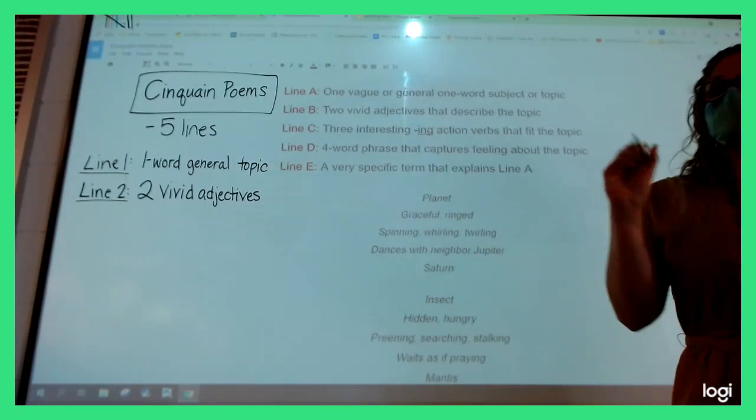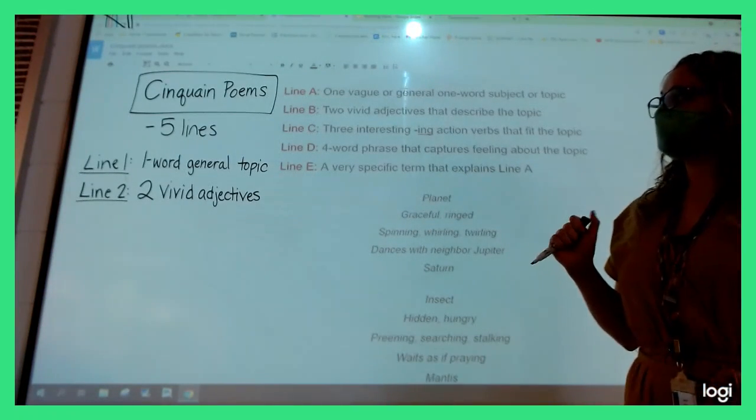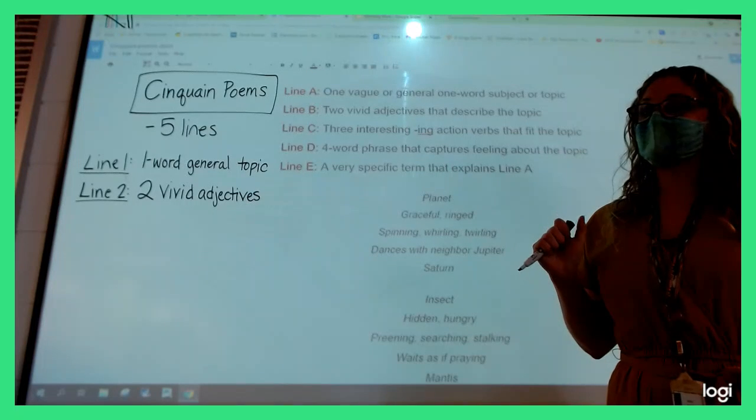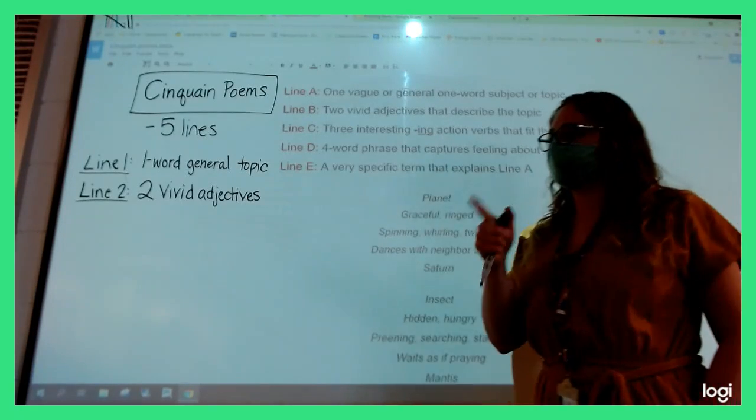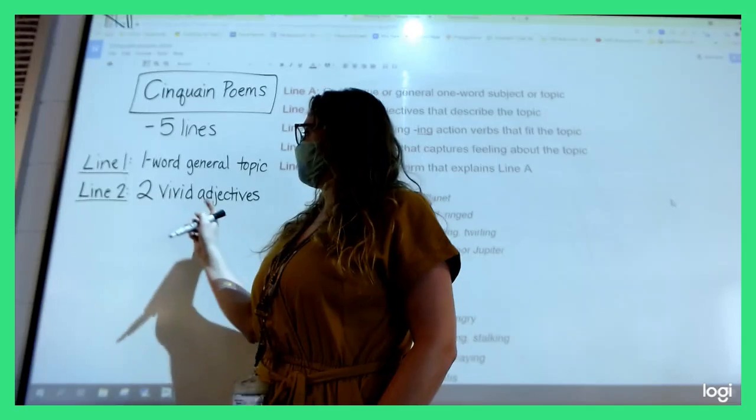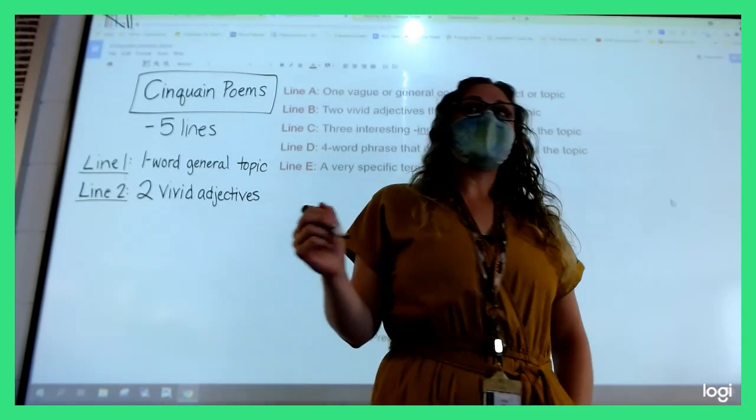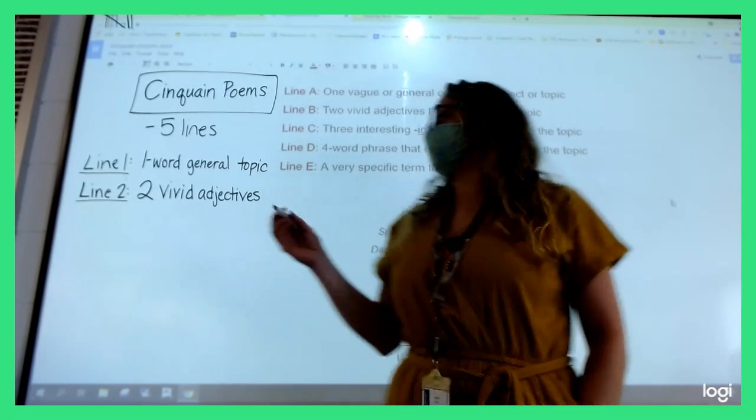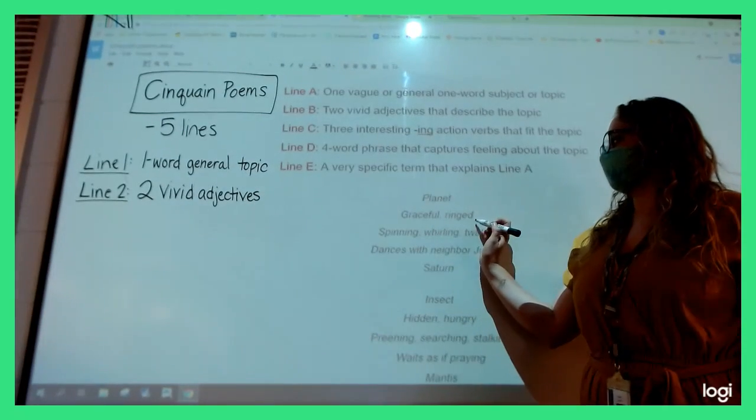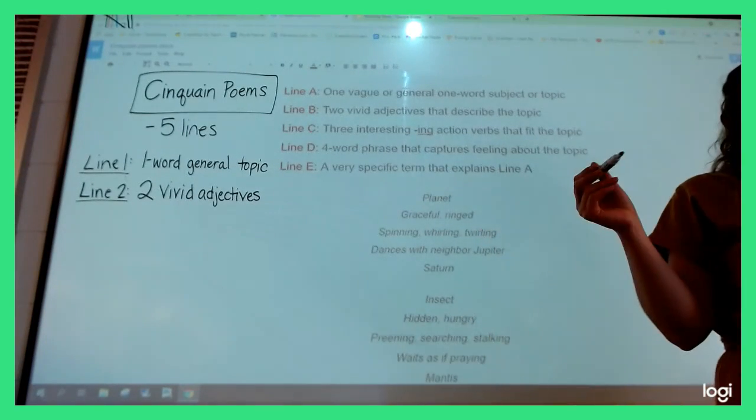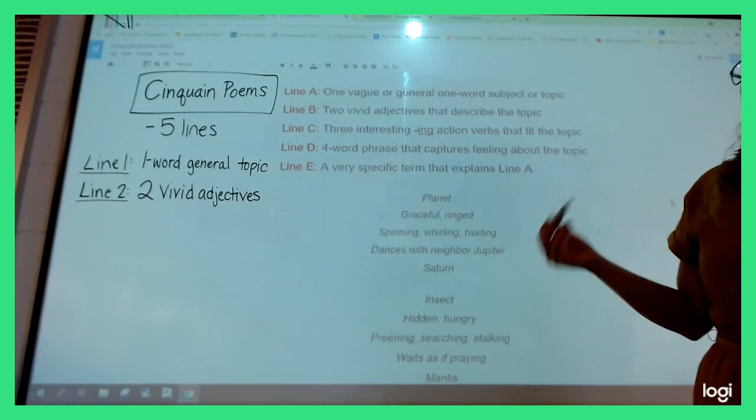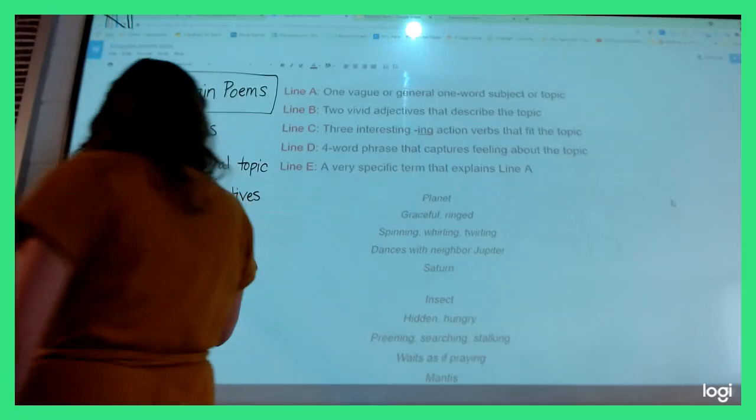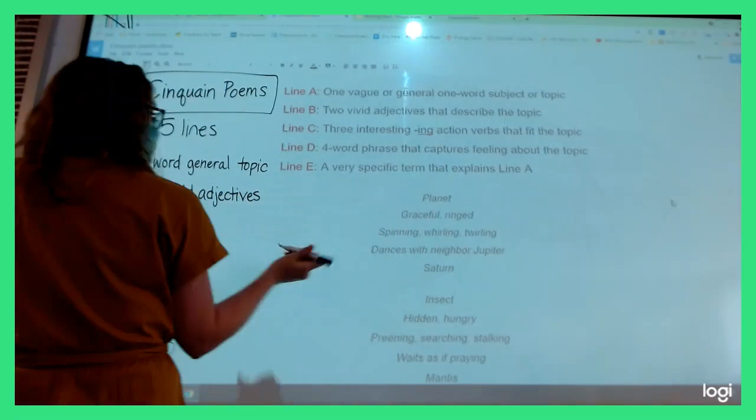All right, Hayden. I thought vivid. I think it's a different type of vivid, but I think it means like barely. I think you're thinking of a different word. We'll try to figure out what that is later. Okay, so vivid, you just want really good adjectives. Like instead of saying, if I'm doing planets, they said graceful, ringed. If I just said big, round, is that very vivid? No, we could come up with better adjectives. Okay, so you're going to have 1 word at the first line, 2 words in your second line.